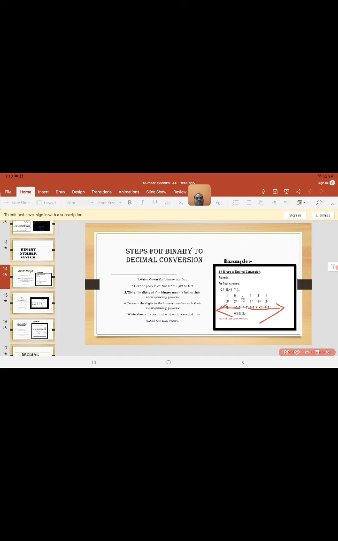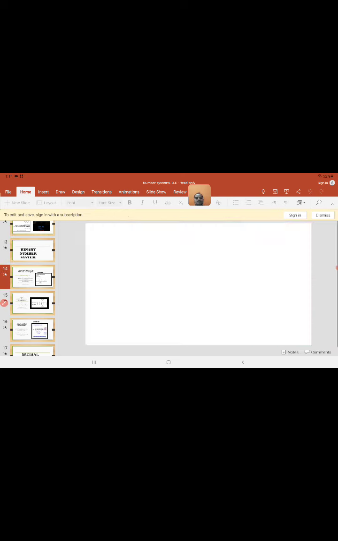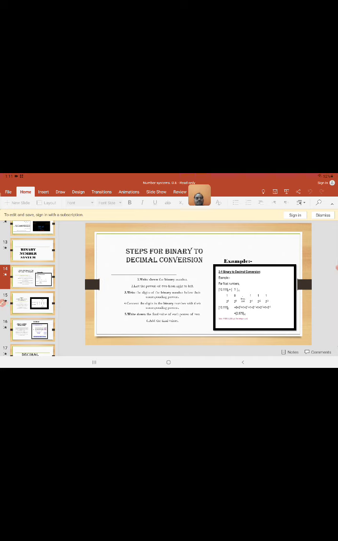For the integer part, we start from 2 power 0, and the next one is 2 power 1. If a next number is present, you write it as 2 power 2, like that. For the fractional part we move from left to right, starting with 2 power minus 1, 2 power minus 2, 2 power minus 3. Like this we write the binary powers.